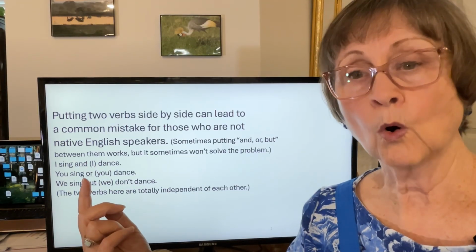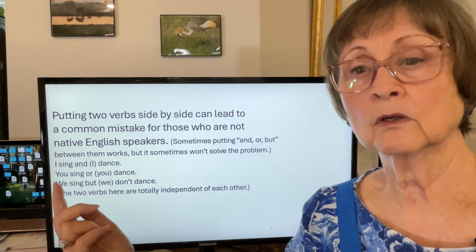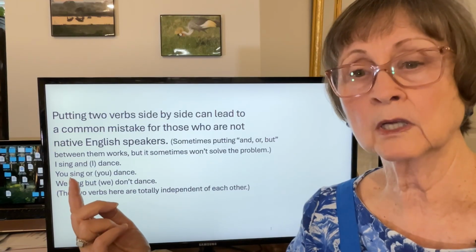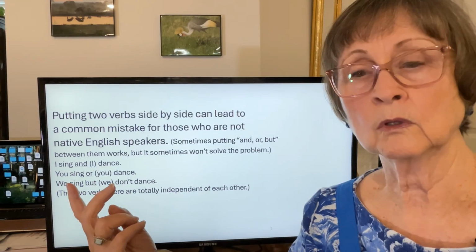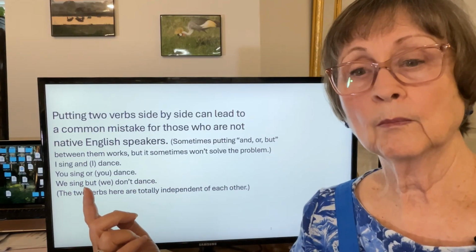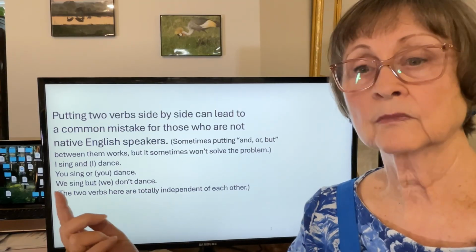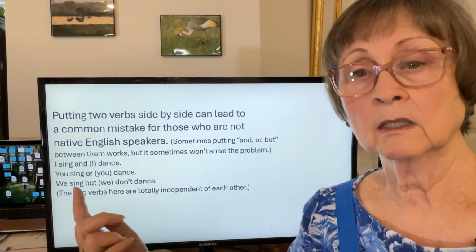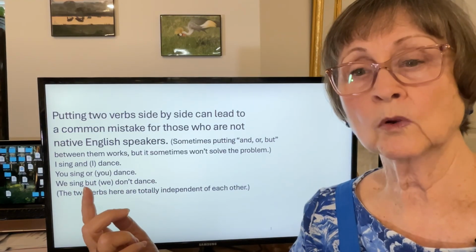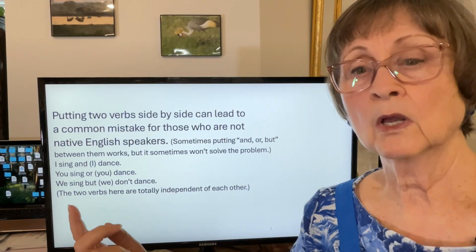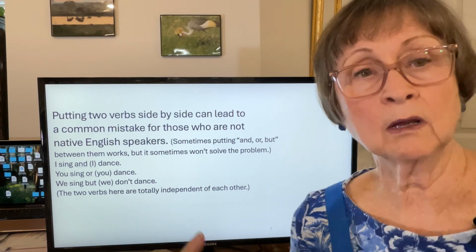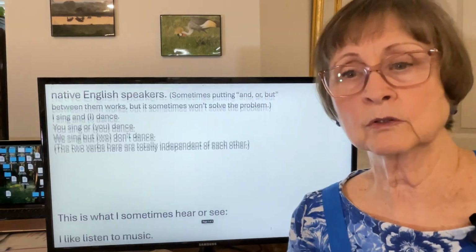You sing or dance. You sing or you dance. Two ideas. You sing, you dance, equal and independent of each other. We sing, but don't dance. That's we sing, we don't dance. They're independent of each other. We just join them by these equal connector words. The two verbs here are totally independent of each other, but that isn't always true.